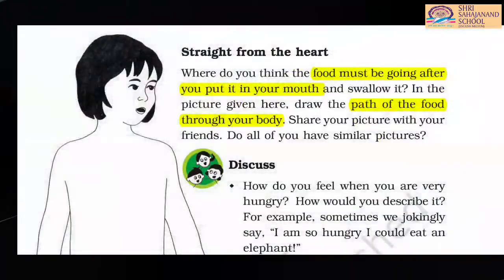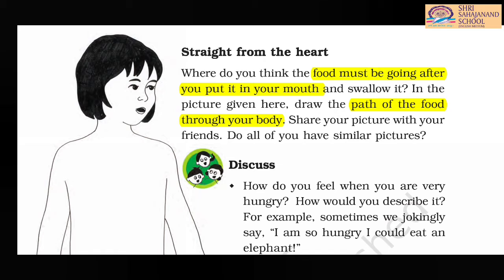Today we are going to see what is the path of the food through our body and what are the different body parts that help in digestion. Here they have given that food goes after you put it in your mouth. It is a very important point that the process of digestion starts at the mouth. If the question is asked where the process of digestion starts, the answer is the mouth. And the path of food through the body, we have already discussed in our previous videos.